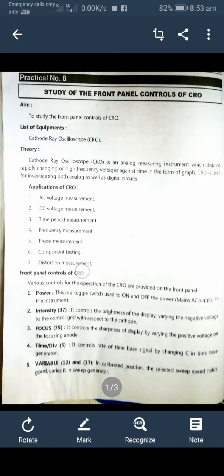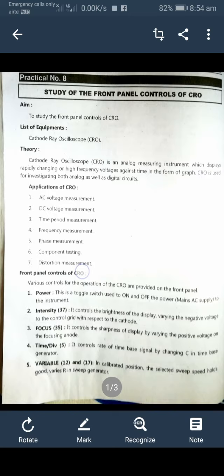Application of CRO: AC voltage measurement, DC voltage measurement, time period measurement, frequency measurement, phase measurement, component testing. It is used as a component tester also. Distortion measurement.